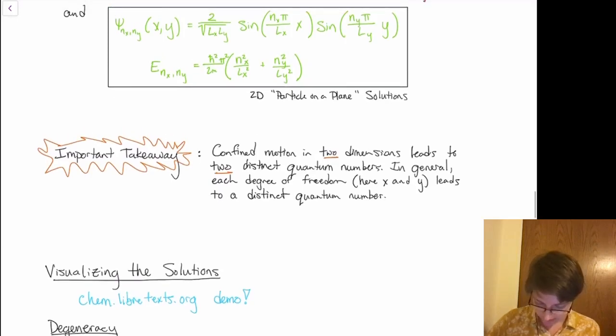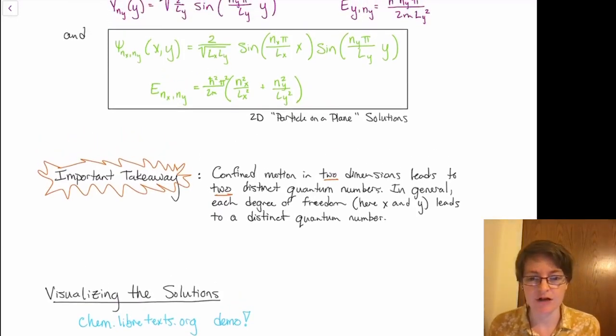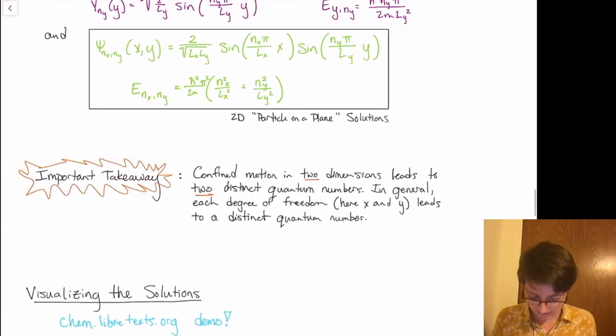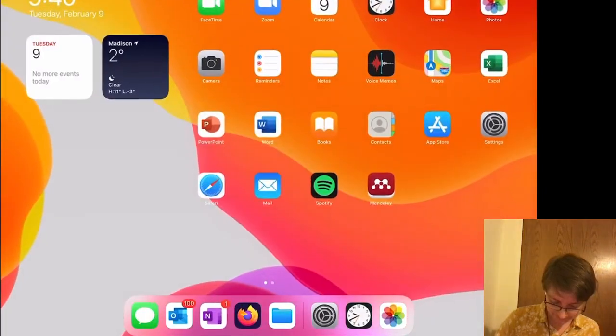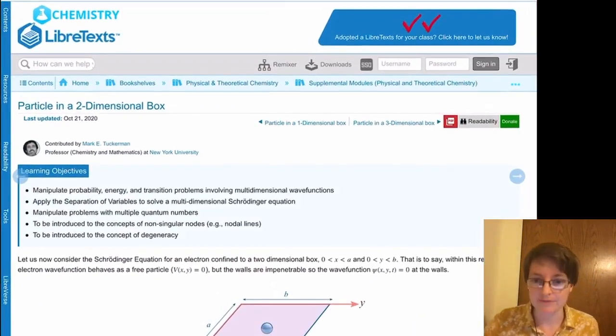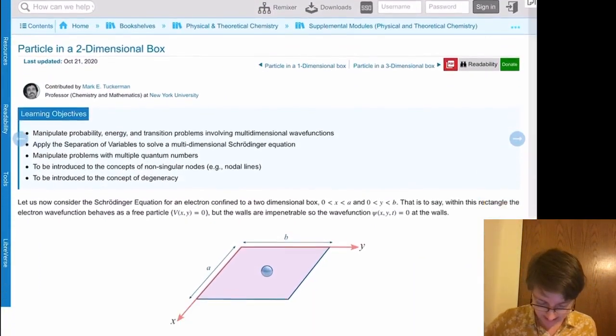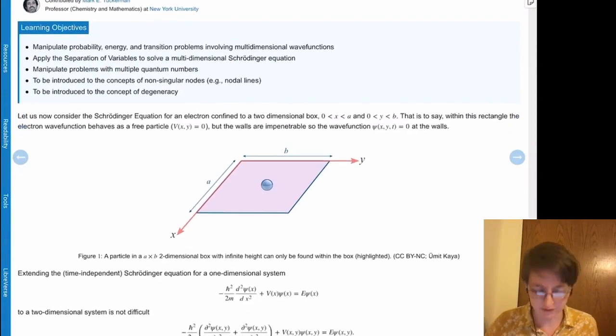Before we talk about the 3-dimensional solution, I want to do a quick demo of being able to visualize these solutions and trying to plot 3-dimensional functions. Again, here we're trying to think about x, y, and psi, which is beyond the limits of my art skills. So we're going to hop over to chemlibretext.org, and they're going to give us some graphics that will help us visualize this problem. All right, so here's ChemLibreText. Here's our 2-dimensional particle in a box problem.